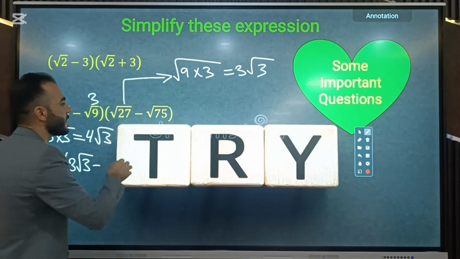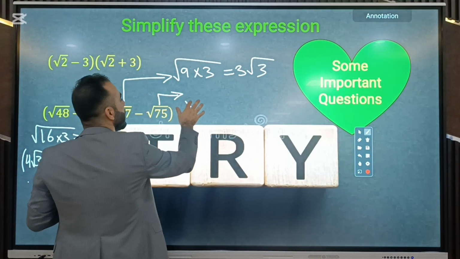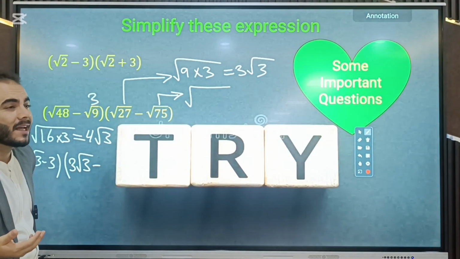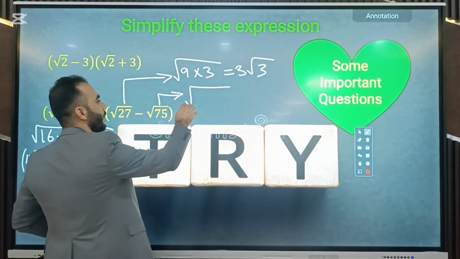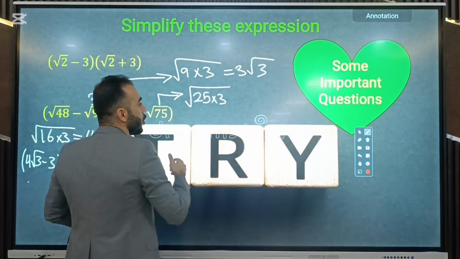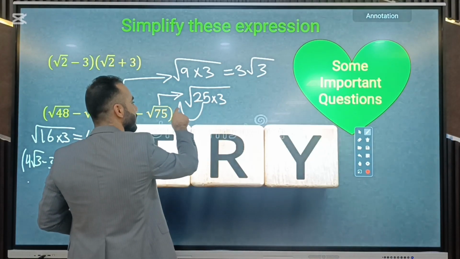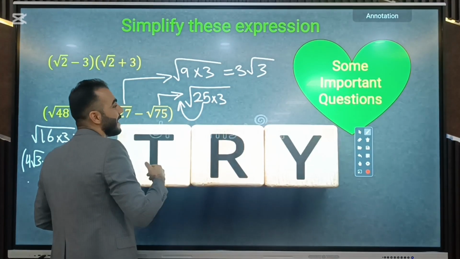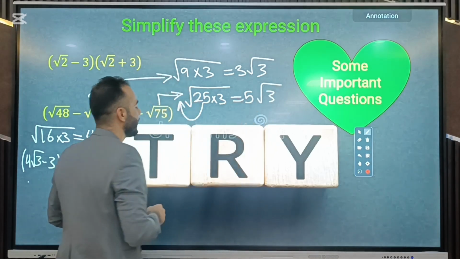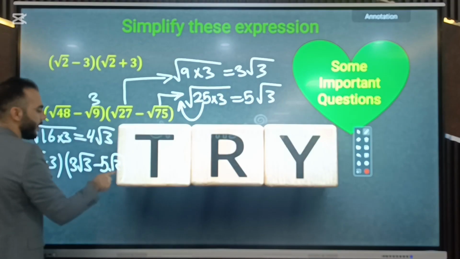How about square root of 75? Let's just simplify this one and see whether we can or not. Square root of 75, if you go and check it, can be written as 25 times 3. Perfect. So 25 is perfect. We are going to bring this out as 5. So 5 square root of 3. Perfect. Very nice. So right now we are going to have 5 square root of 3.